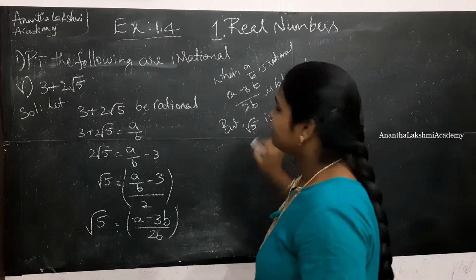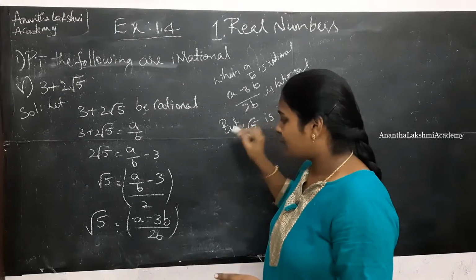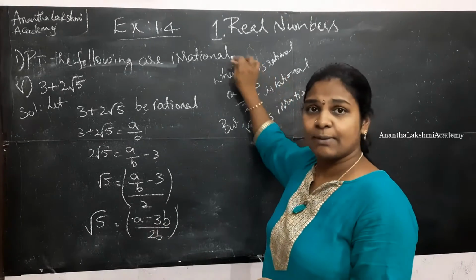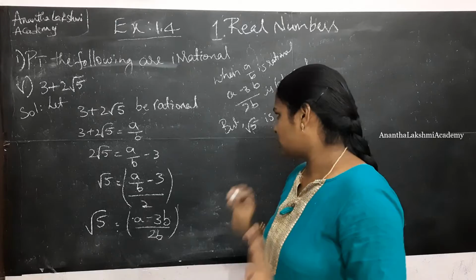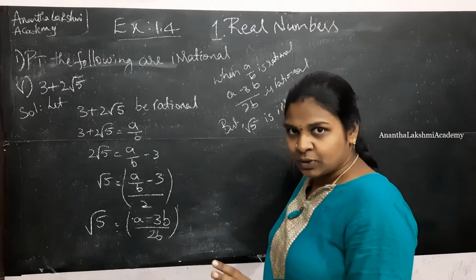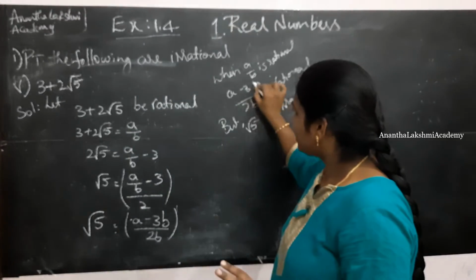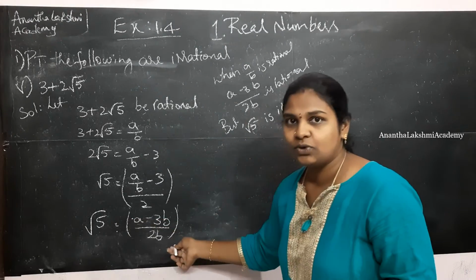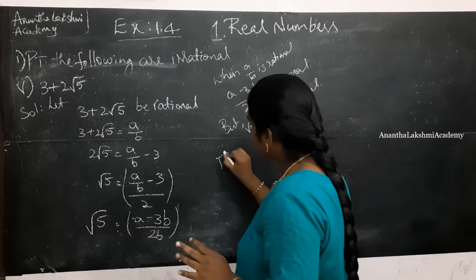When we say root 5 is irrational, but a minus 3b by 2b is rational, that is what we said. We know that root 5 is irrational. So, a minus 3b by 2b cannot be rational as per this, because this is equating to root 5. So, this contradicts.